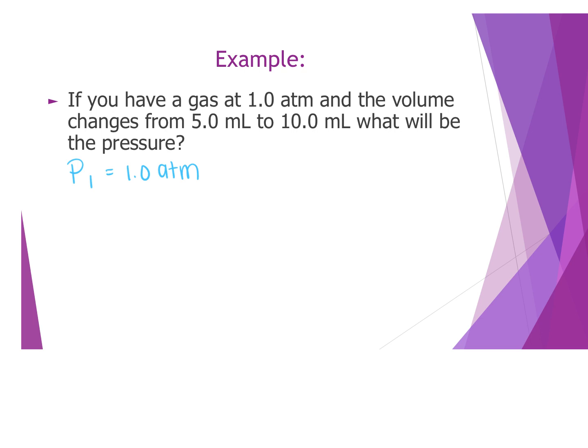All right, and then we see the volume changes from 5 to 10 milliliters. So what's the starting volume? 5. So V1 is going to be 5.0 milliliters. And then 5 milliliters is going to change into how many? 10. So V2 is going to be 10 milliliters. And then what are we solving for? Okay, so I'm going to put P2 and I'm going to put the question mark there because that's what I'm solving for.